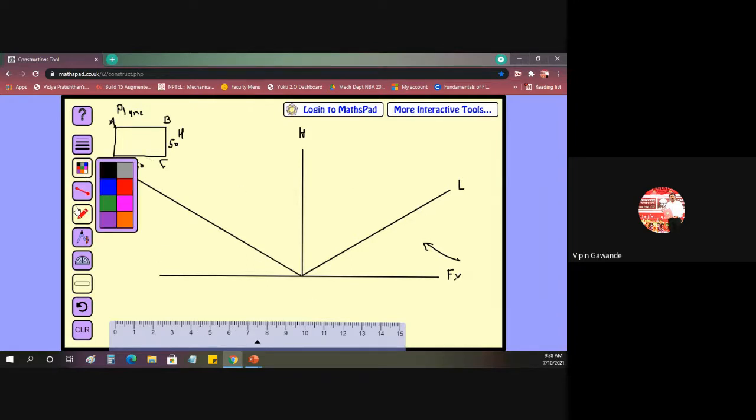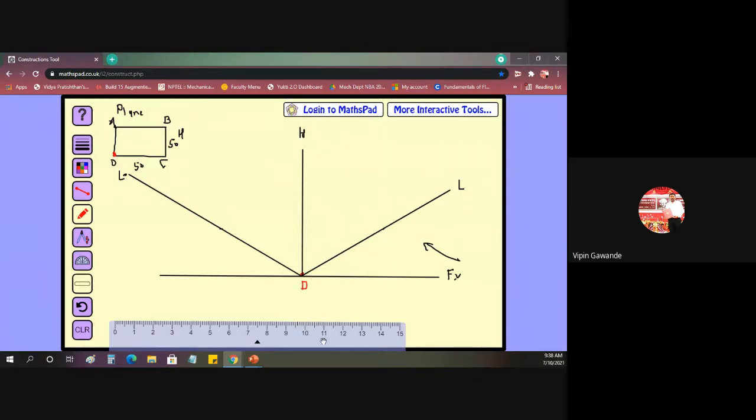Now how to draw this plane A, B, C, D? See, this D point will come here. Now we have to take this rectangle and place it here using the dimensions. So the D point is here.